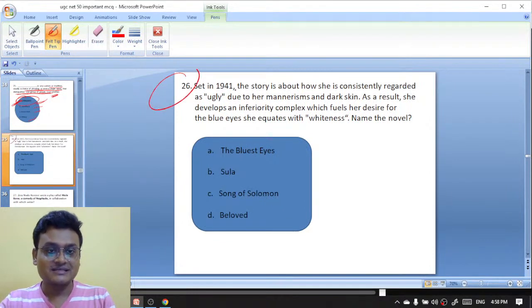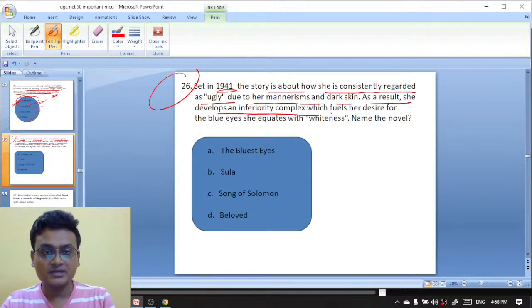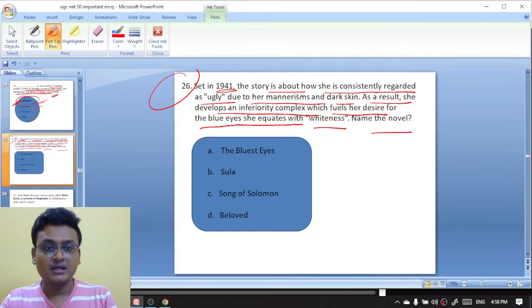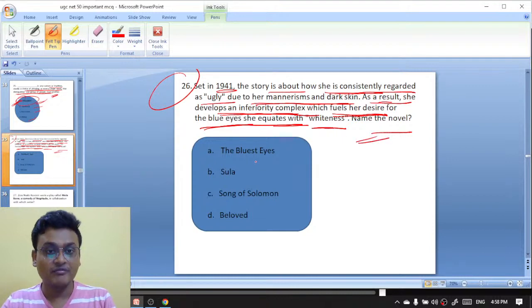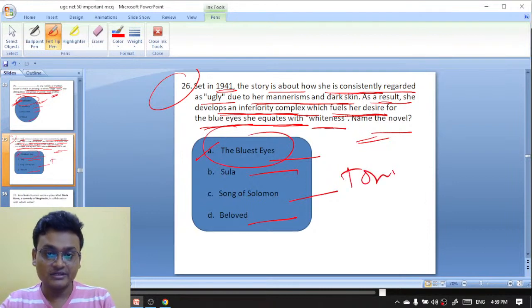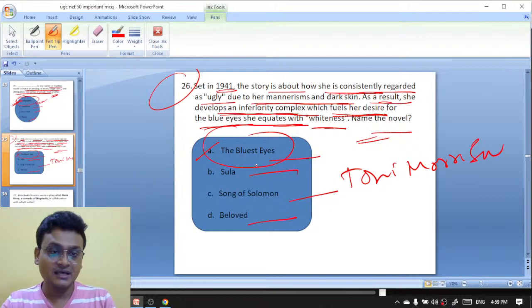Now, question 26. Set in 1941, the story is about how she is constantly regarded as ugly due to her mannerisms and dark skin. As a result, she develops an inferiority complex which fuels her desire for the bluest eyes, which she equates with whiteness. Name the novel. The Bluest Eye, Sula, Song of Solomon, Beloved. So it is actually Toni Morrison's The Bluest Eye. A is the right answer.